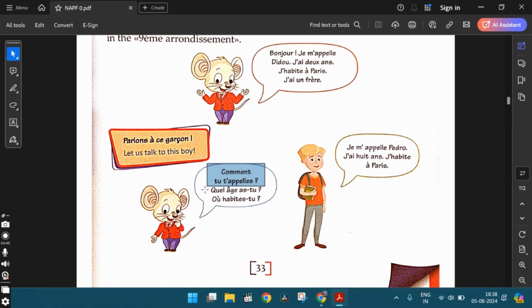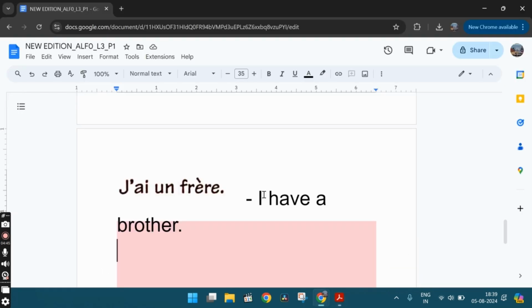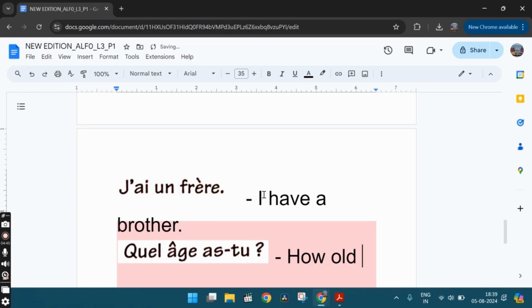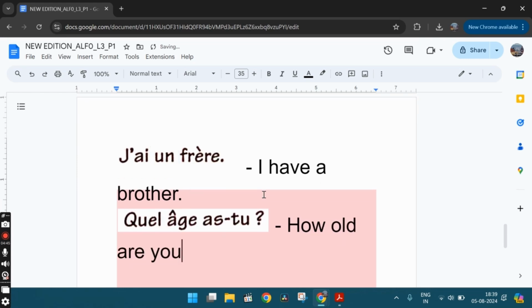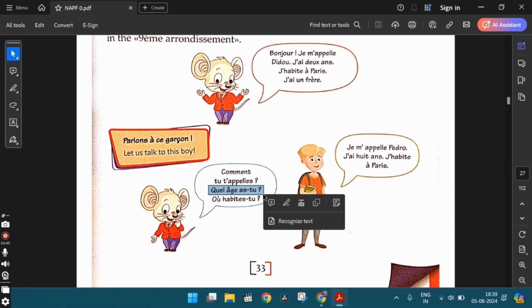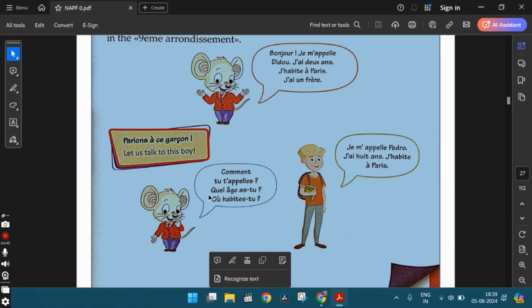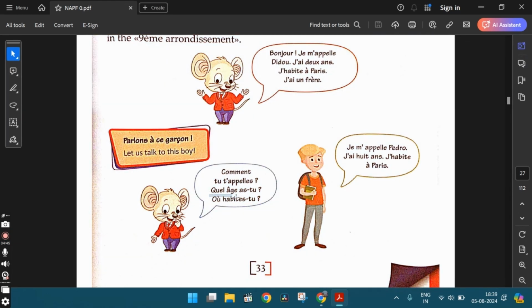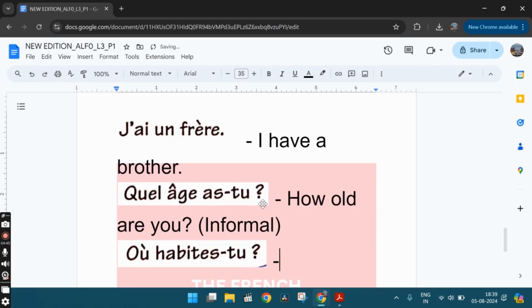And Didu also asks him, quel âge as-tu? Quel âge as-tu means how old are you or what is your age? And it is informal. We can see as-tu in this question, right? Then Didu also asks him, où habites-tu? So où habites-tu is nothing but where do you live?